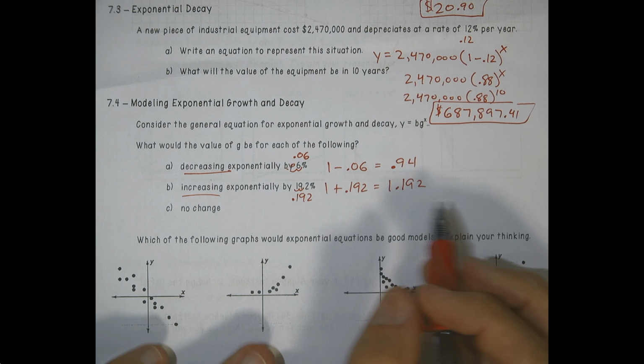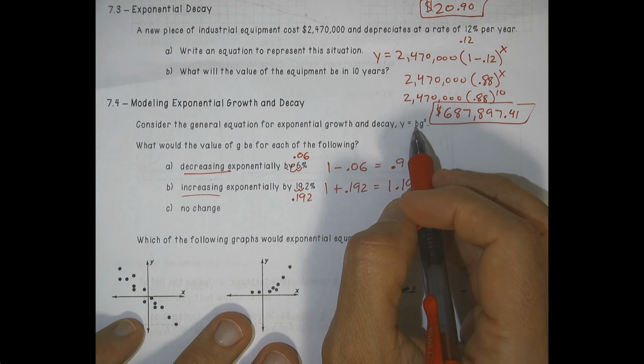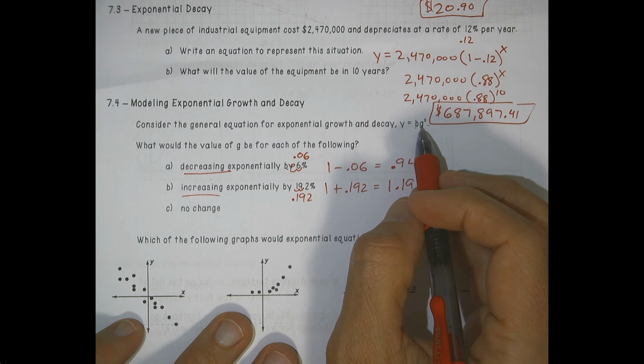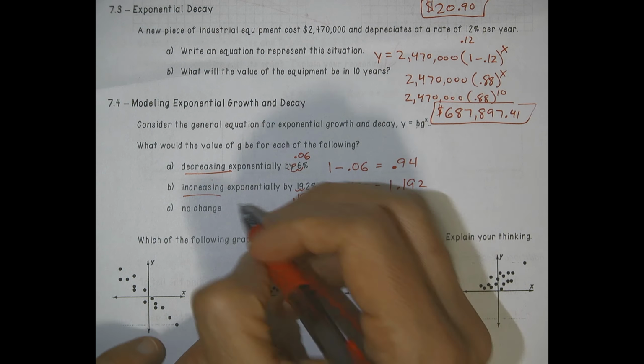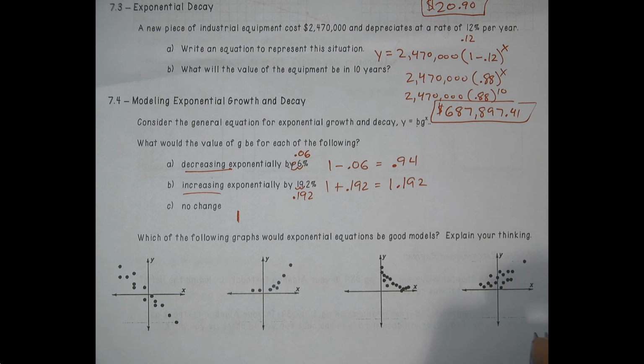1.192. And no change. So think about, you're starting with something, and when you multiply it by the growth factor, nothing changes. So what's the number if you're multiplying and nothing changes? That is 1, not 0. It would change if it was 0. It's 1.